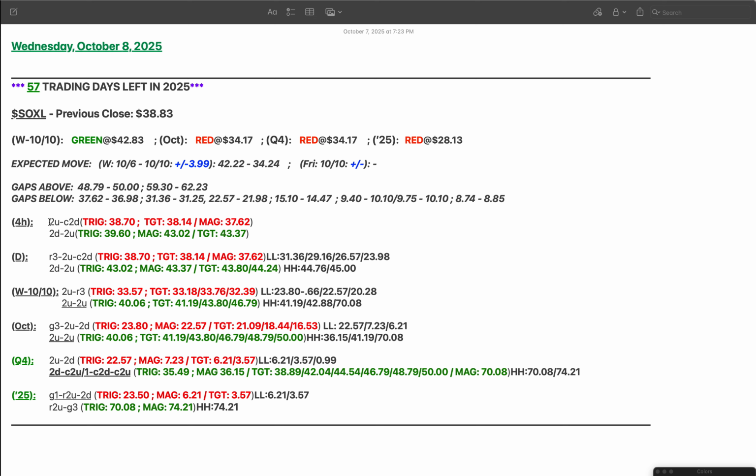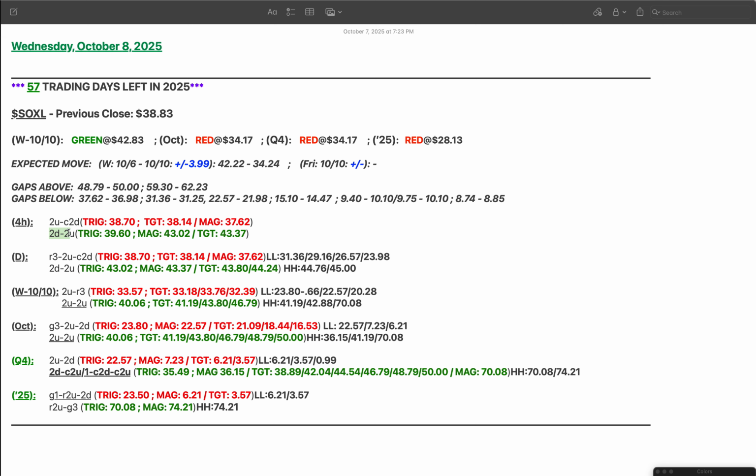Just going to our triggers and targets, we talked about the scalping. Don't need to put those down because we don't know where the overnight high, overnight low will be, or where the opening print will be. We can just do that by memory, right? But from more of an intraday perspective, and maybe the overnight swing perspective, this 4-hour and day perspective, to the downside we've got a 2 up combo, 2 down that triggers at 38.70, with an intermediate target of 38.14. And just again, because we are in this uptrend, that's why we want this intermediate target. But the magnitude of the move is this 37.62, which is the top of that gap.